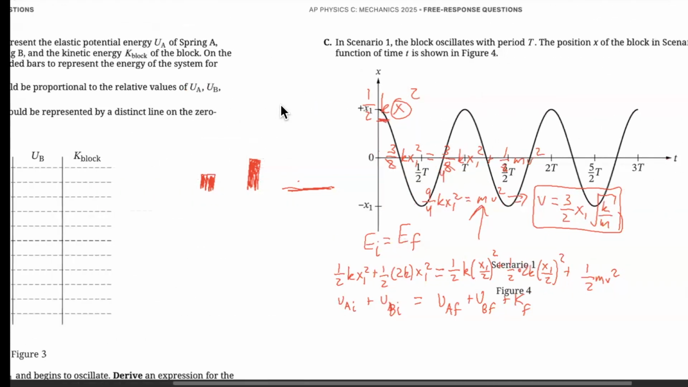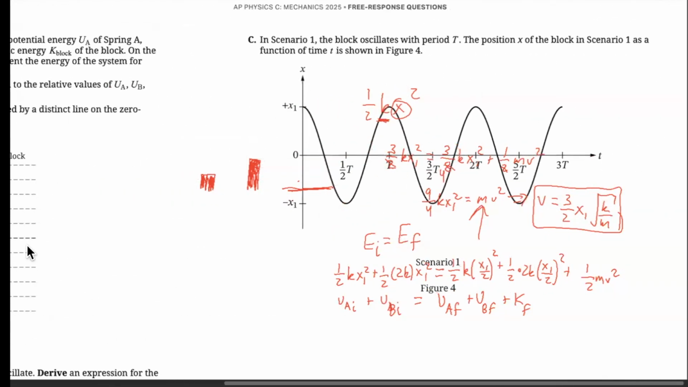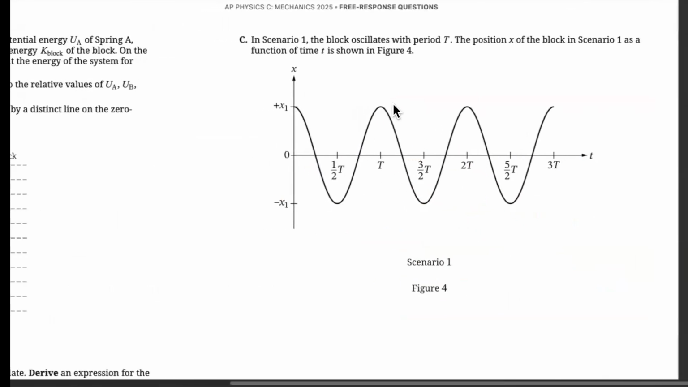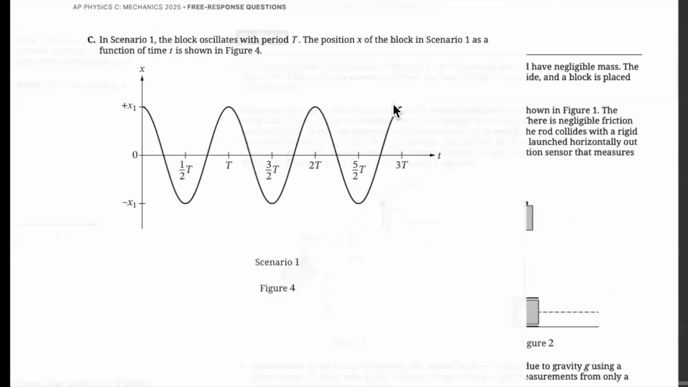Where's part C? There it is. Let's get rid of all of our text again. Block oscillates with period t, and you are given the stuff here. So yeah, that's a pretty simple graph. Let's go ahead and just move on to the next page.